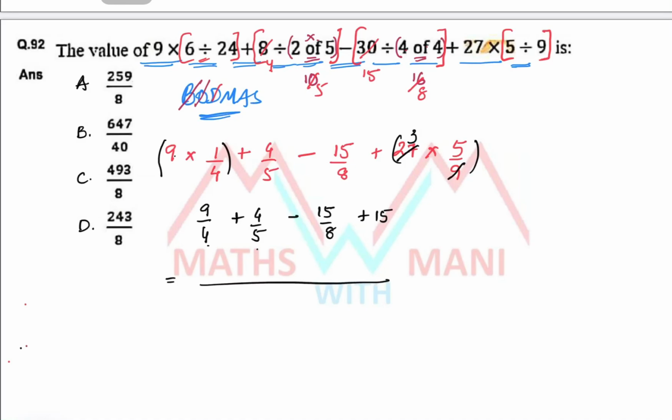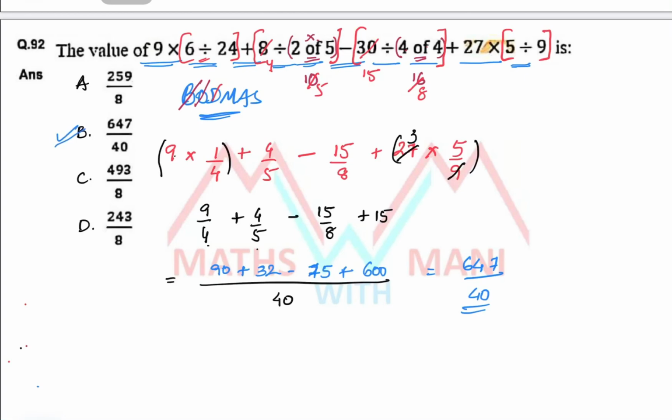So now observe 4, 5, 8. What is the LCM of these three numbers? 4, 5, 8. It is 40. Yes. Next, 4 tens, so 9 into 10, 90. 5 eights, 32. 8 fives, 15 5s are 75, plus 15 into 40, that is 600. 600 plus 90, 690, plus 32, 722, minus 75, that is 647 by 40. Where is it? Second option.